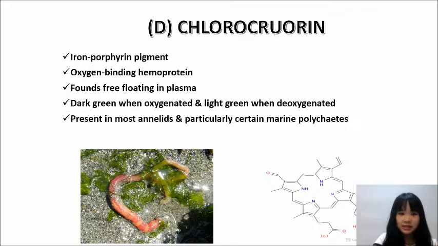The last pigment is chlorocruorin. It is an iron porphyrin pigment and oxygen binding hemoprotein. It is found free floating in plasma and is dark green in color when oxygenated and light green when deoxygenated. Generally it is present in most annelids and particularly certain marine polychaetes.